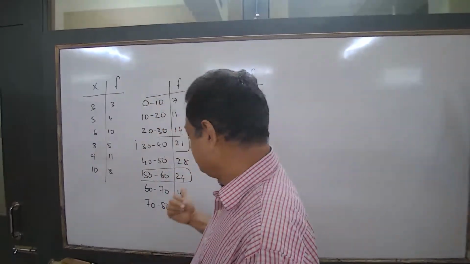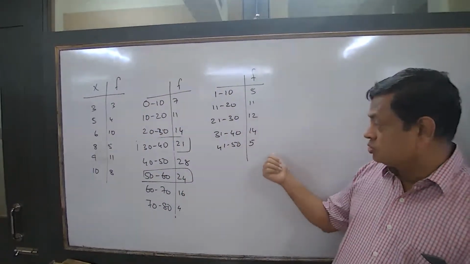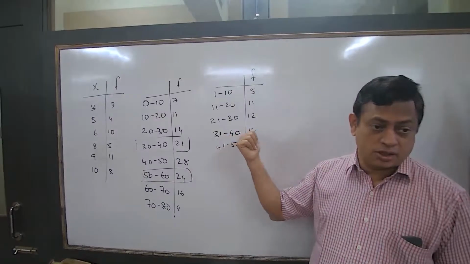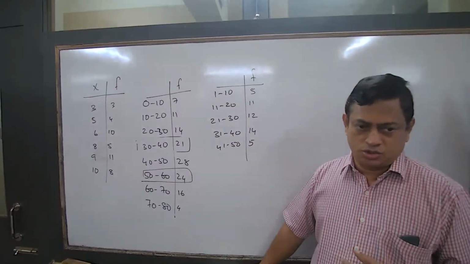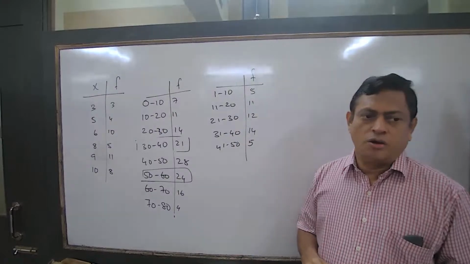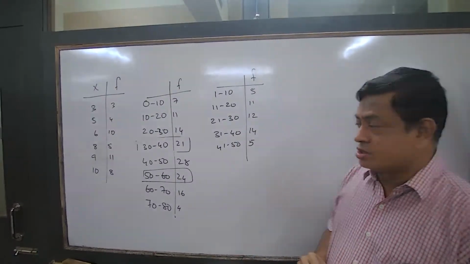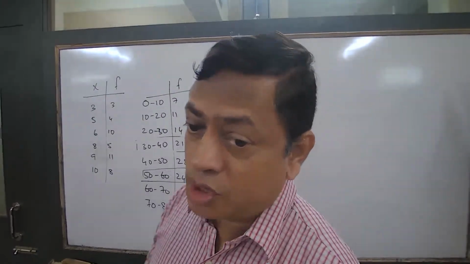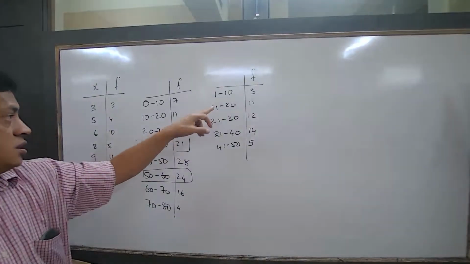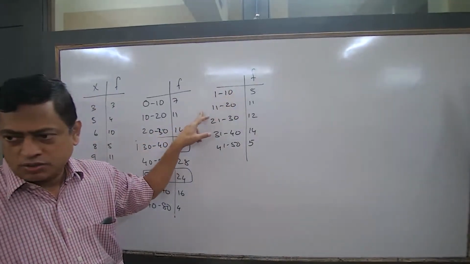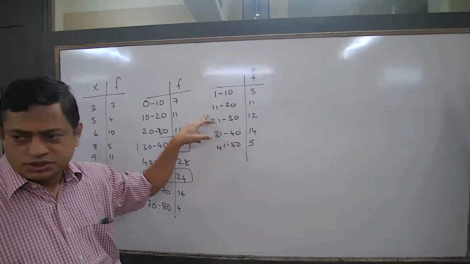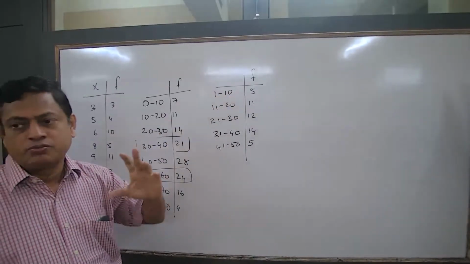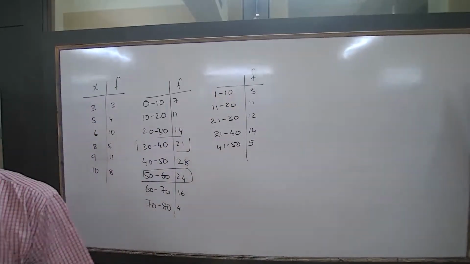Next, this one is called a discontinuous class interval. You should know how to make it continuous. If one class ends at a value, the same value should start the next class. So 10 means 10 should start, or 11 means 11 should start. So the gap is there, no? The gap has to be removed.